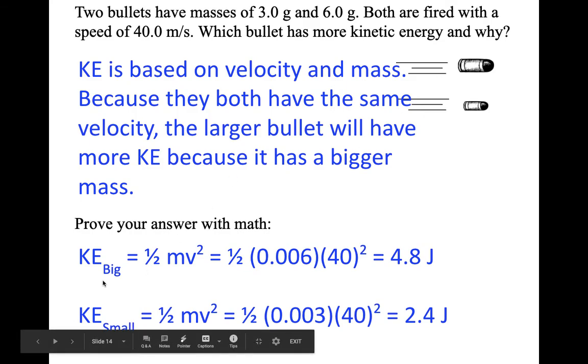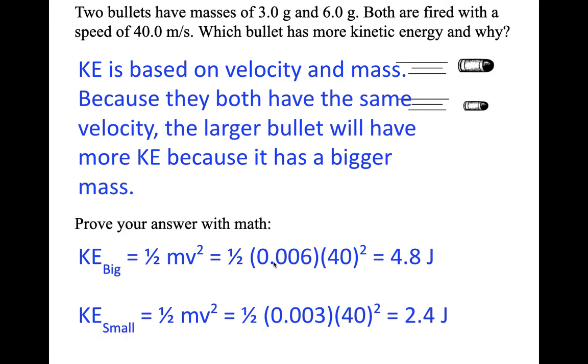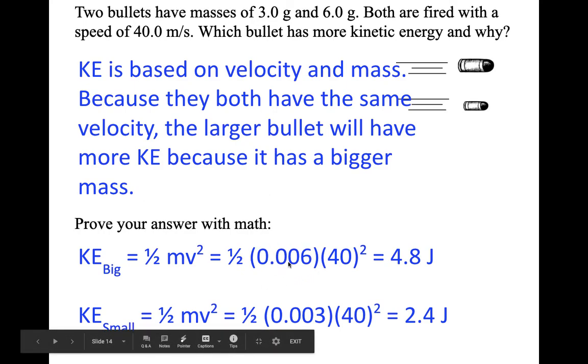The kinetic energy of the big bullet is 1/2 mv squared. So it's 1/2 times the mass, 0.006, times 40 squared, which gives me 4.8. Now, the mass is given in grams, 6, but it should be measured in kilograms, so that's why it's converted here.